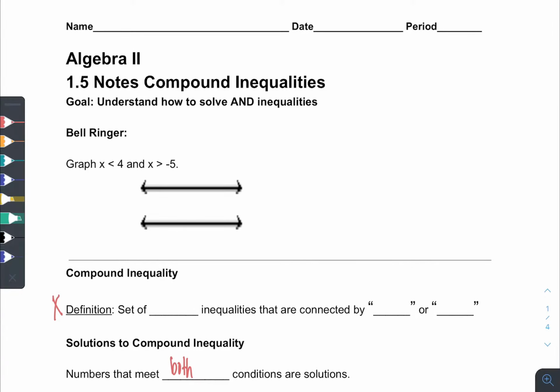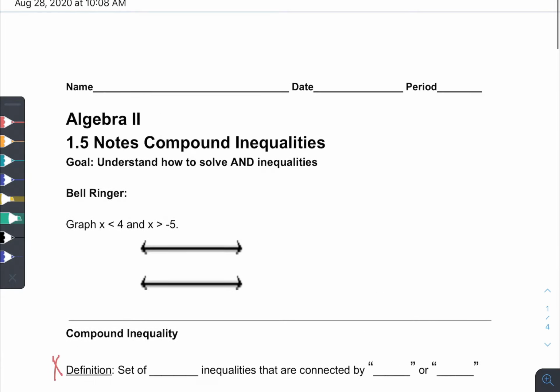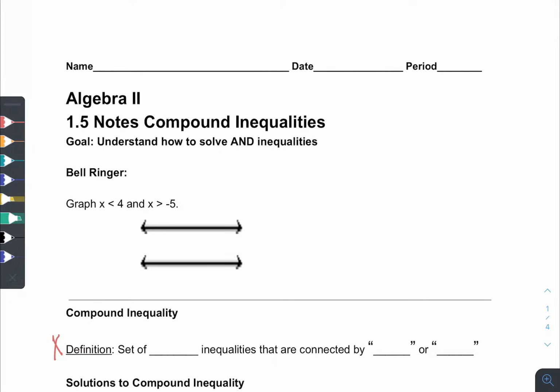Today we're going to be talking about how to solve compound inequalities. So first thing we're going to do is let's go ahead and do this quote unquote bell ringer. I'm just going to graph 4 and -5. When we do that, just like on our last notes, we'd have an open circle on 4 pointing to the left. For -5, open circle pointing to the right. If you need review on that, you can go back to 1.5 day 1.